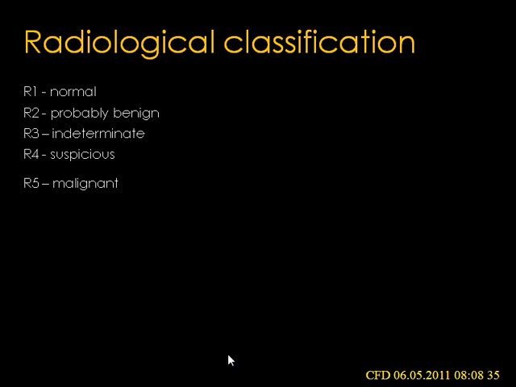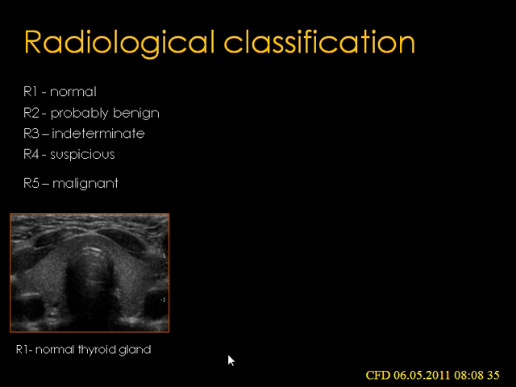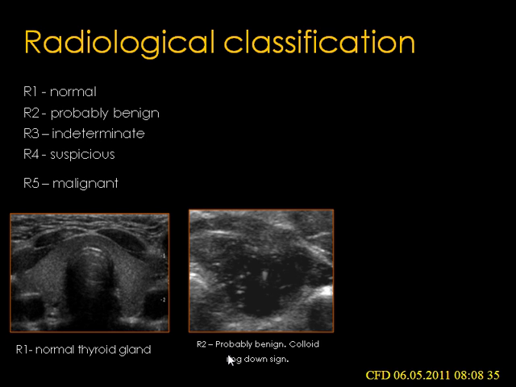The spectrum of signs that are available in differentiation of benign and malignant thyroid nodules can be incorporated in a radiological classification system similar to that used in the breast. Radiological classification of thyroid nodule are described as R1, R2, R3, R4, and R5. R1 describes normal thyroid, no nodule is seen. R2 describes lesions that are probably benign.